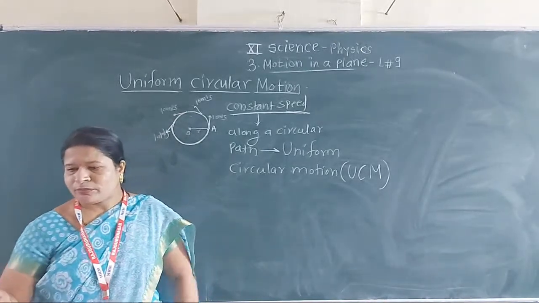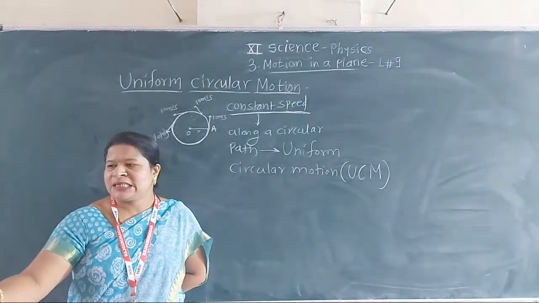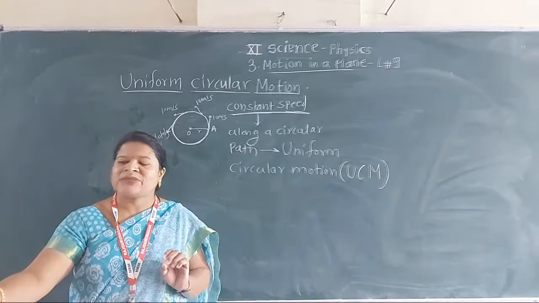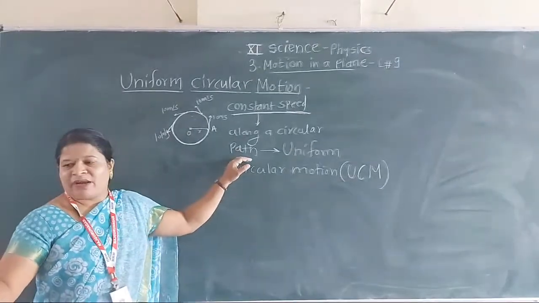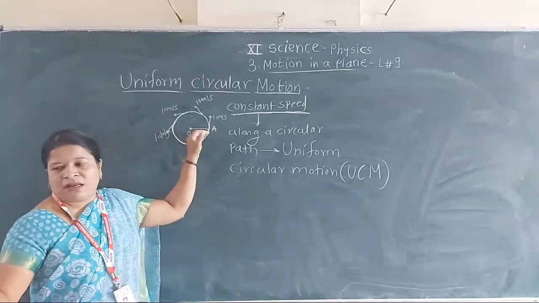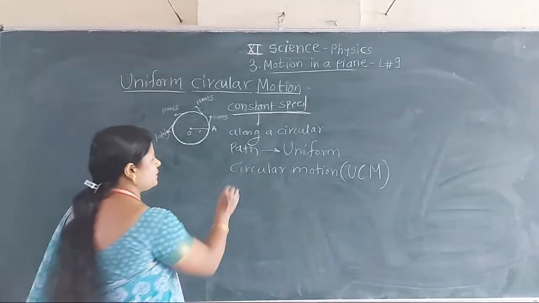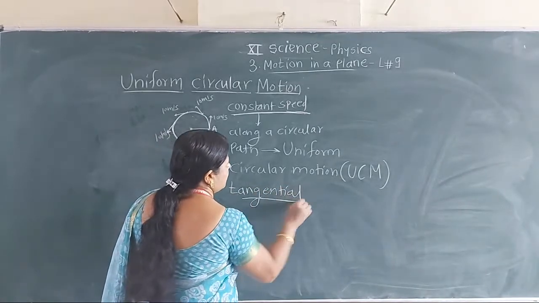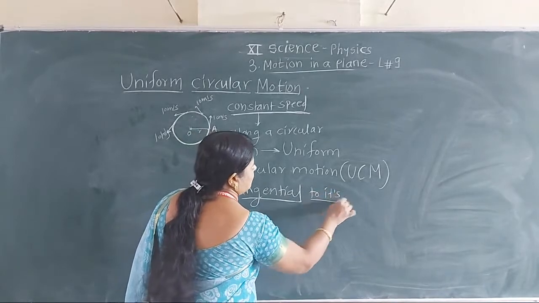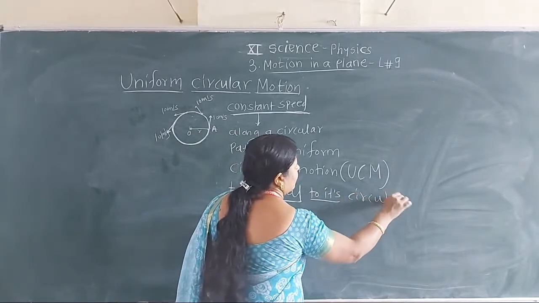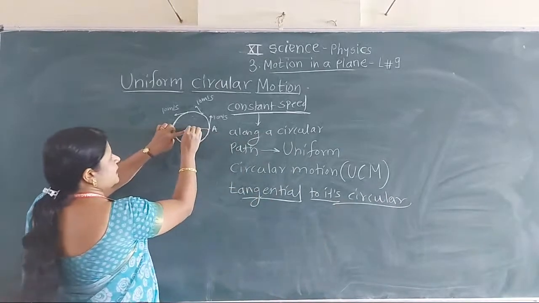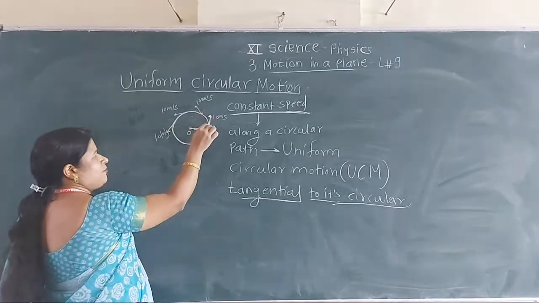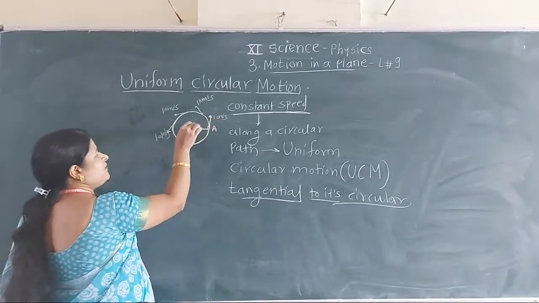Such a motion, this uniform circular motion, is only possible if its velocity is always tangential to its circular path. It is important: its velocity is always tangential to its circular path. Tangential means, see this diagram, this velocity makes an angle of 90 degrees with the radius.